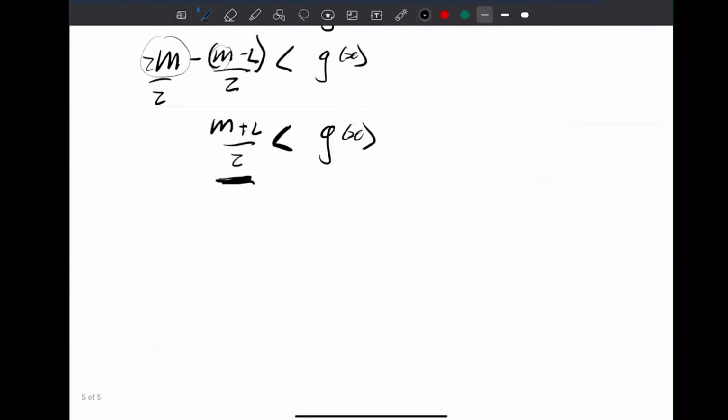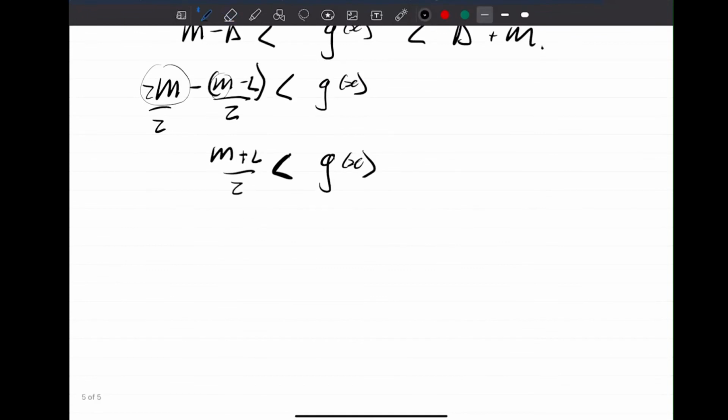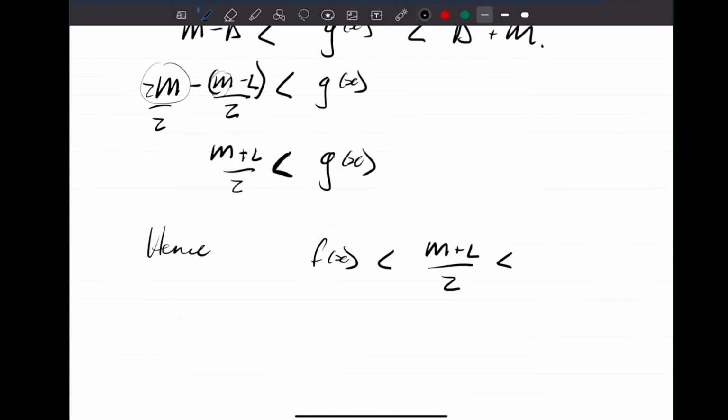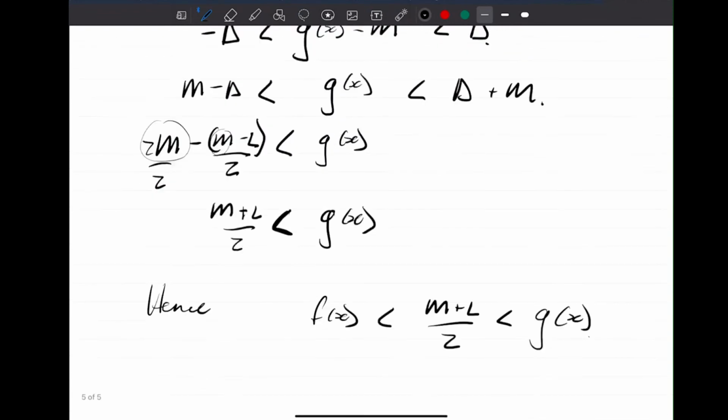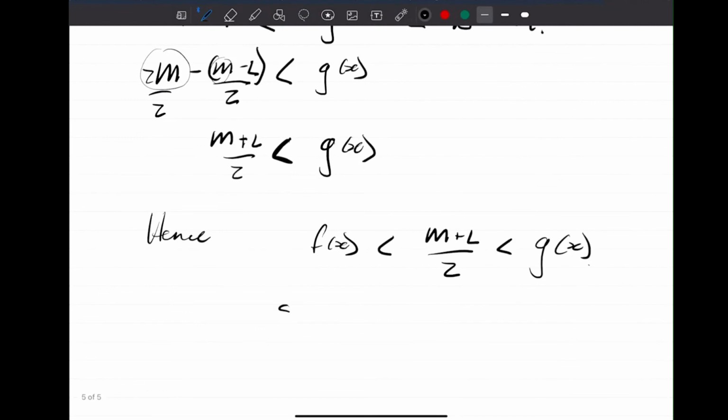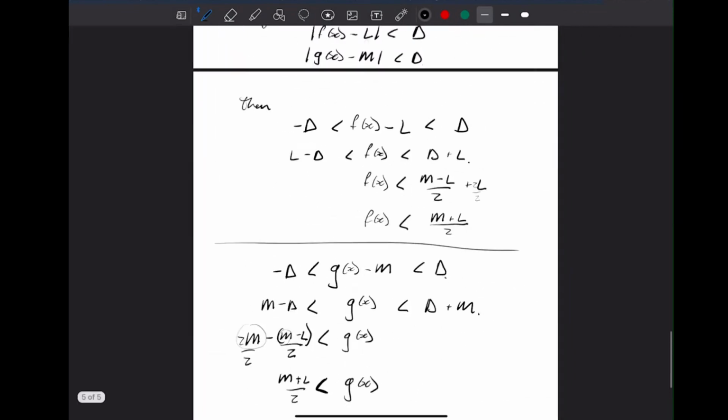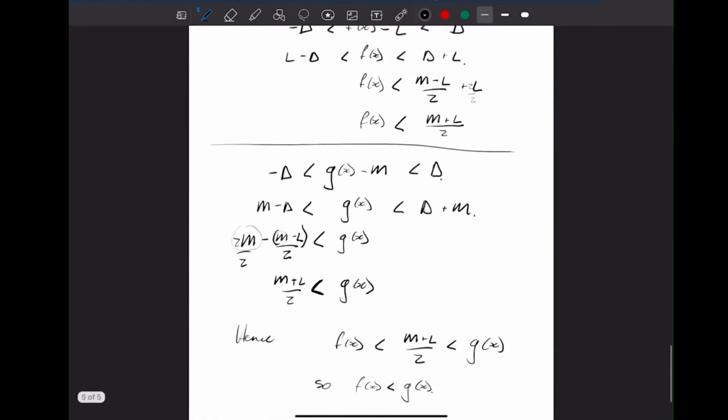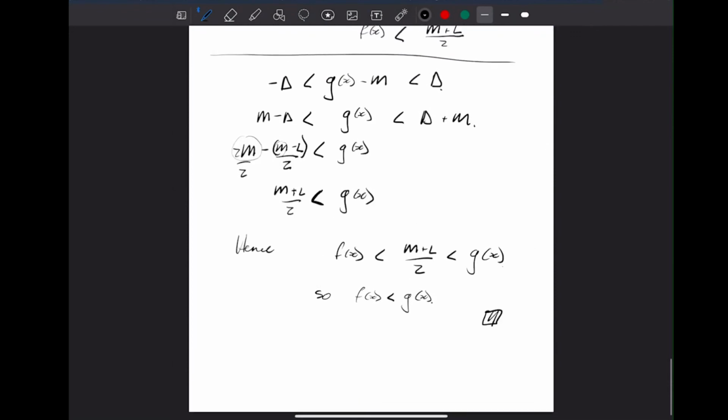And now putting it together, hence, what do we have? f of x is less than m plus L over 2, and g of x is greater than m plus L over 2. So f of x is less than g of x. Okay, and here our proof is finished.